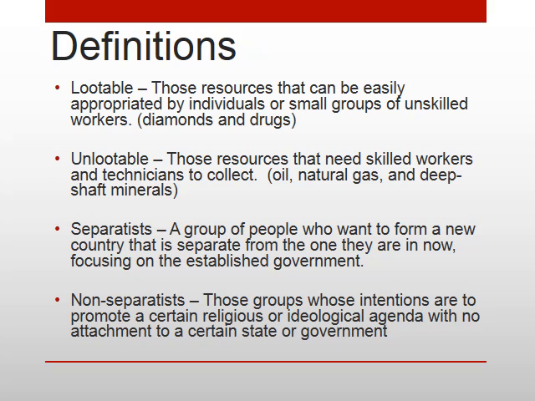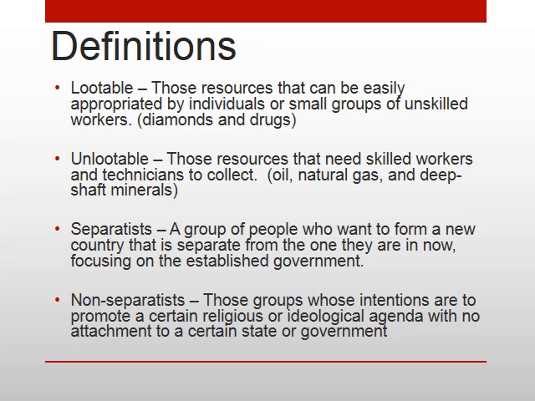To better understand Ross's article, the resources he's referring to need to be defined, as well as the groups involved. Lootable resources are those that can be easily appropriated by individuals or small groups of unskilled workers, and the resources generally talked about are diamonds and drugs specifically. Unlootable resources are those that need skilled workers and technicians to collect, like drilling for oil, natural gas, and deep shaft minerals.